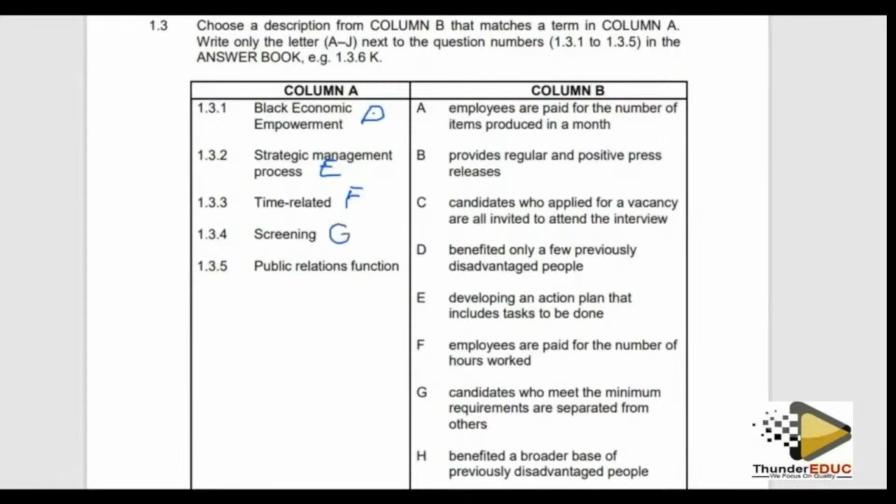Okay, right. So now moving on, grade 12, to the next question. We have 1.3.5.